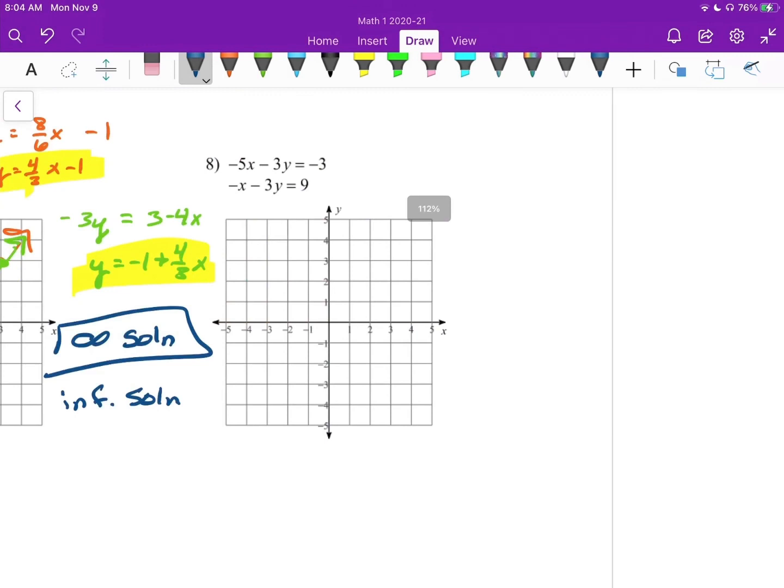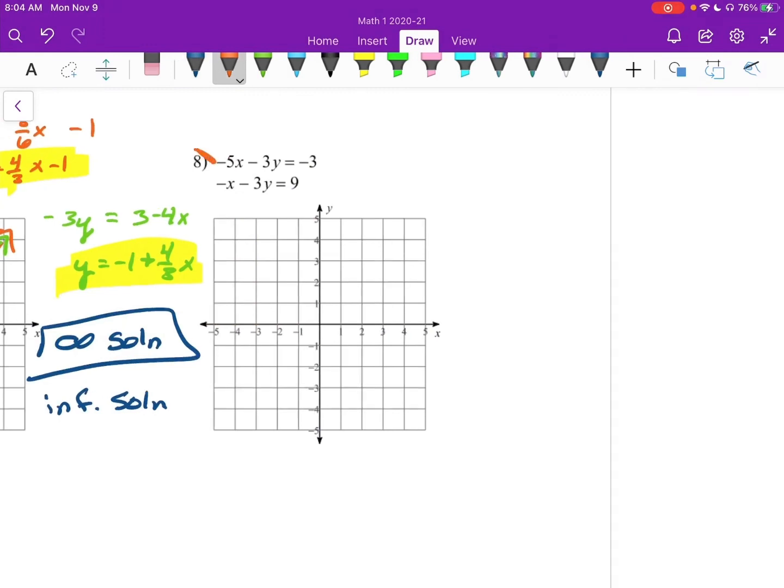All right. And number 8. I'm going to start off by adding 5x to the other side because I want to get my y by itself. So I'm going to have negative 3y equals 5x minus 3. I divide by negative 3 and I get y equals negative 5/3 x plus 1. So my intercept is at 1, and I'm going to go down 5 and right 3. There we are. So here's my line.